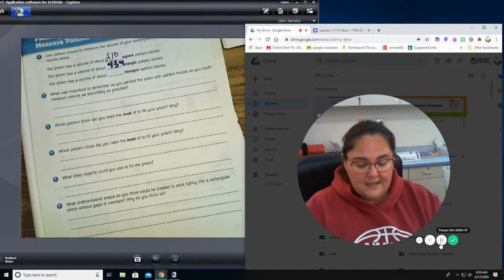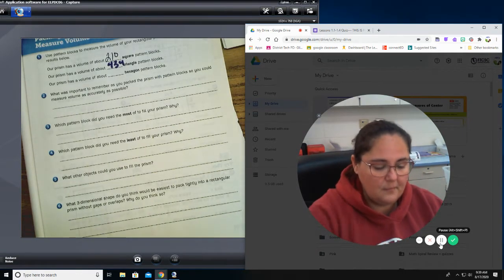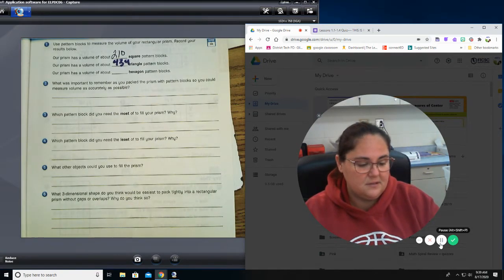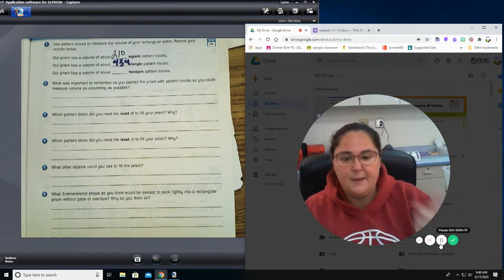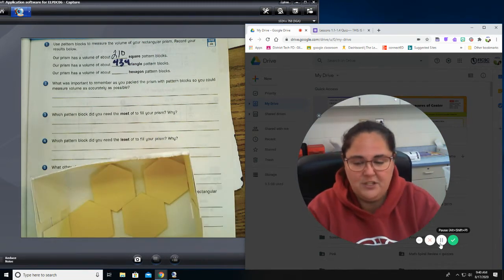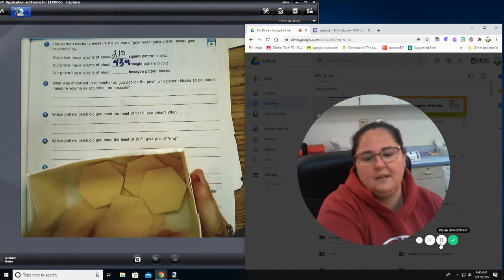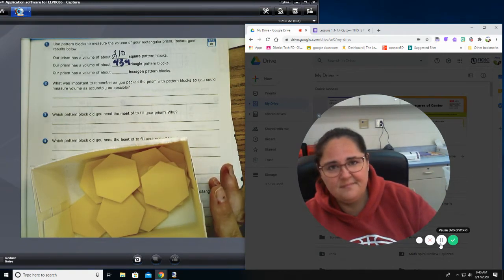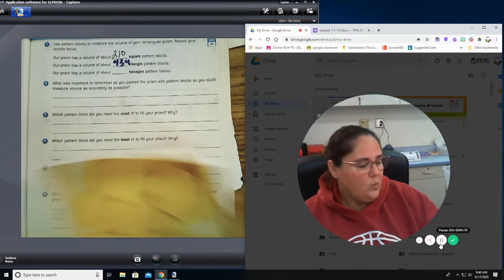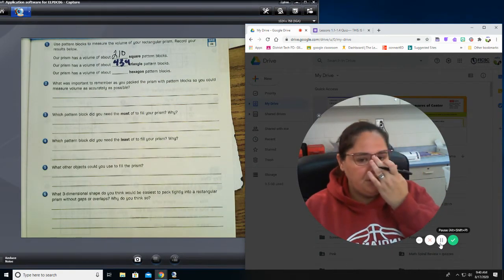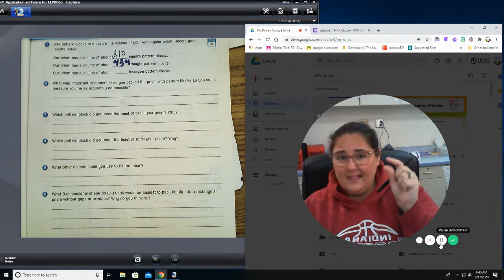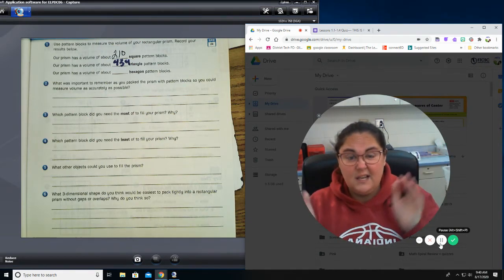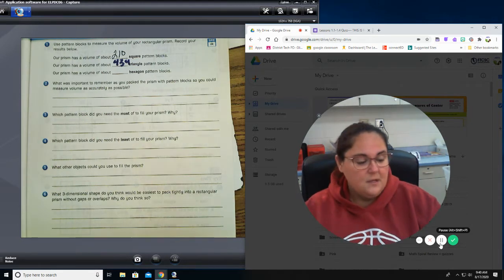So now let's talk about this. What was important to remember when you packed the prisms with the pattern blocks so you could measure volume as accurately as possible? Did I just shove a whole bunch of them in and say, okay, that's about fit? That's fine. Is that accurate? What you need to think about is when you're measuring volume, you need as little extra empty space as possible. You need to pack things as close together as possible. Okay, so that's what you need to remember.